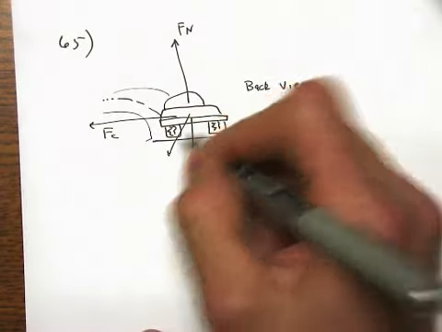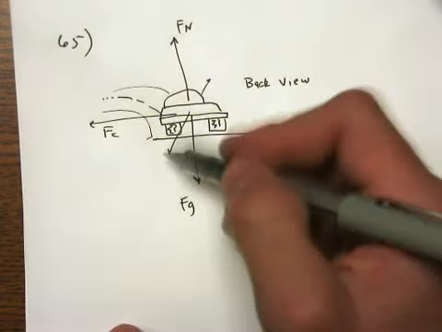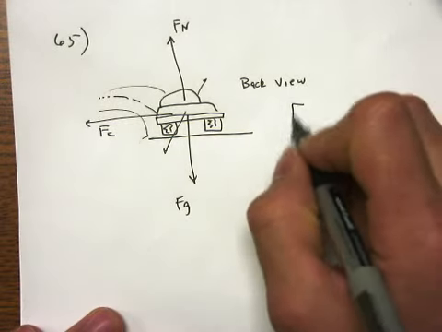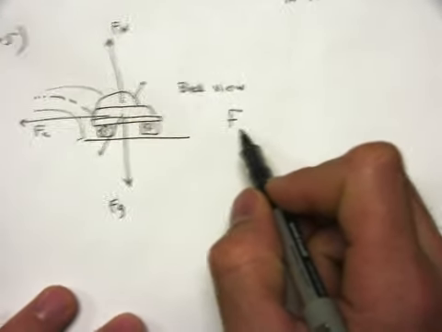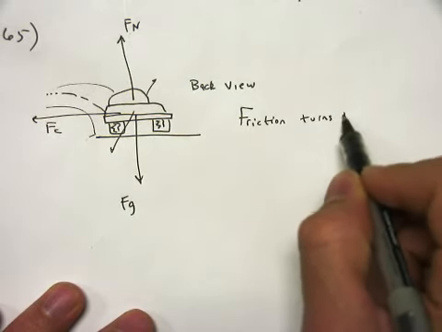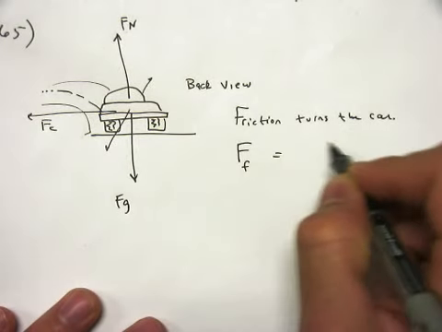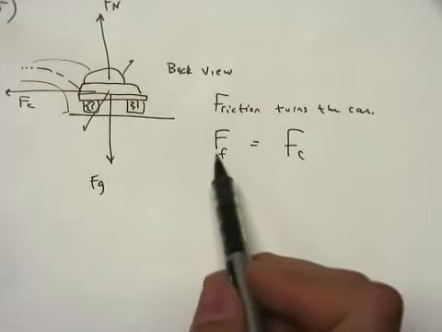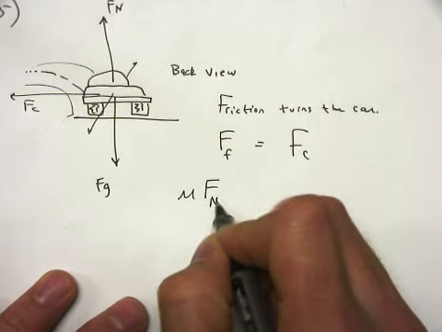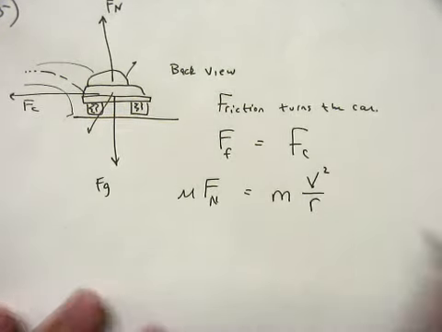I mean, there's air resistance pulling back and the car's engine pushing forward, but I'm not going to worry about those because they cancel each other out, assuming it's going at a constant speed. So, the thing to know is that friction turns the car. Friction is the turning force, and you find the force of friction by the coefficient times the normal, and the centripetal force is v squared over r.